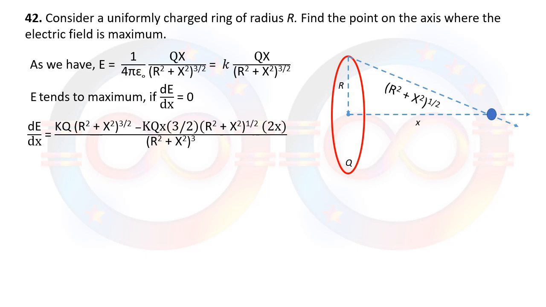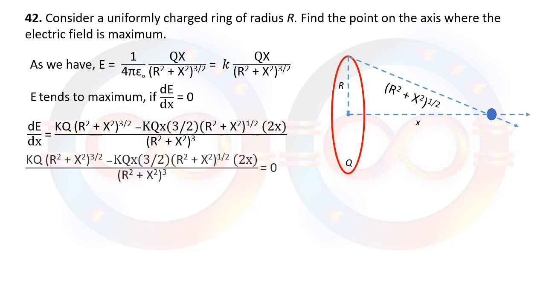Then the remaining r square plus x square would be differentiated with respect to x once again. Differentiation of r square would be 0, and differentiation of x square would be 2x. So that's what is written there in the numerator of this particular line as dE upon dx. Now the denominator is nothing but the denominator square, that is r square plus x square whole power 3 by 2 whole square. So that 2 and 2 would get cancelled, and it would be r square plus x square whole cube.